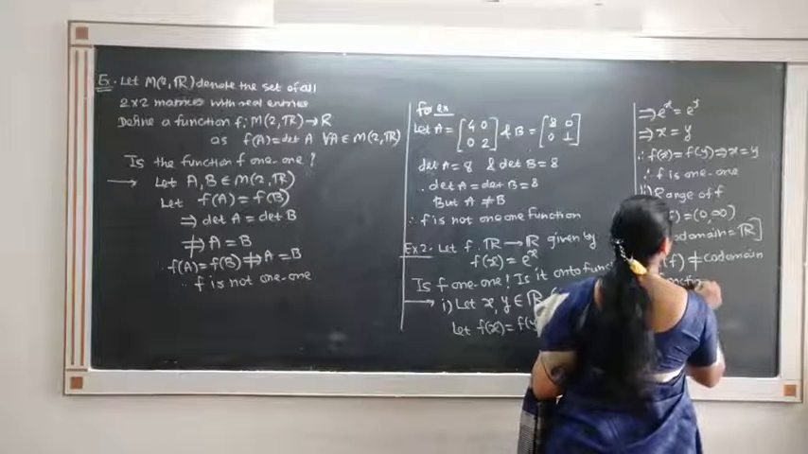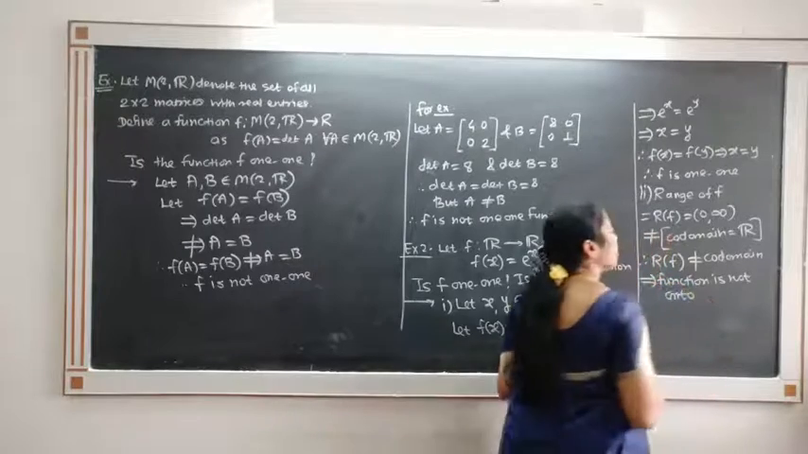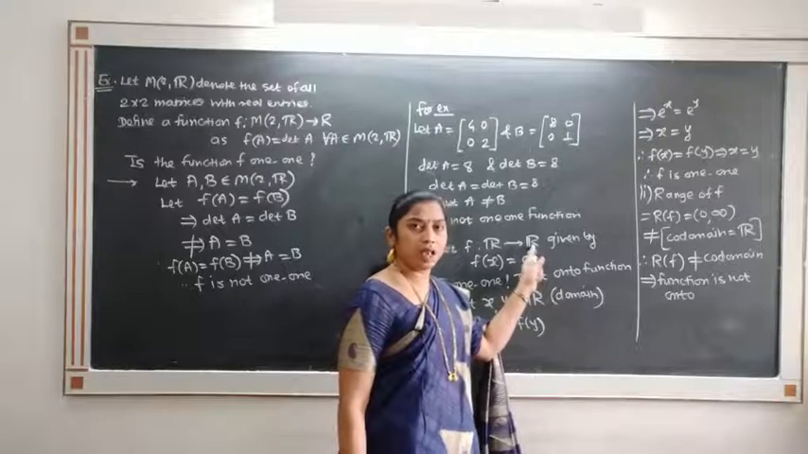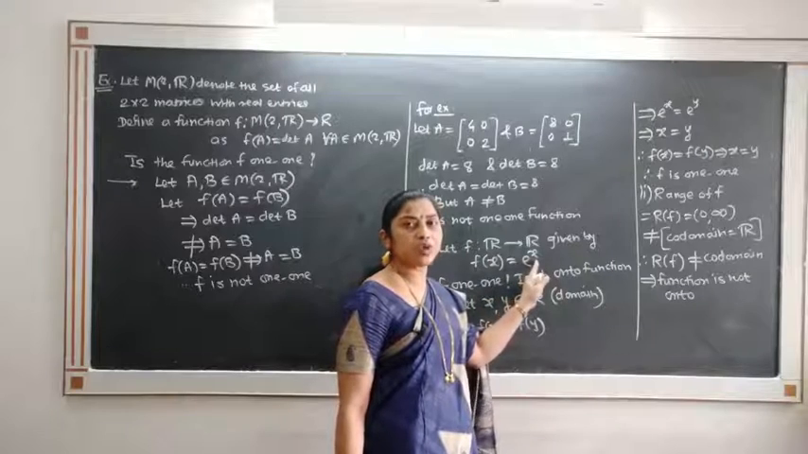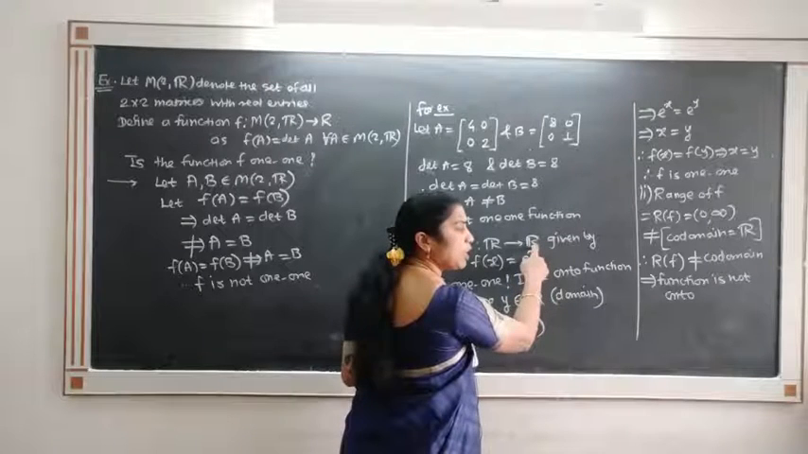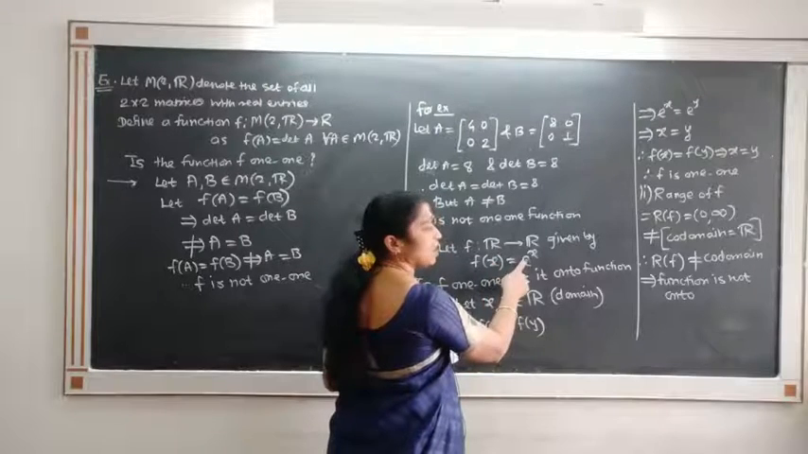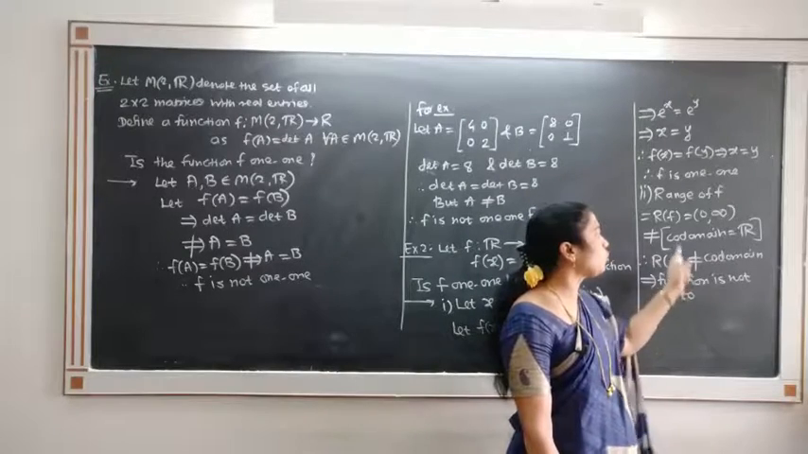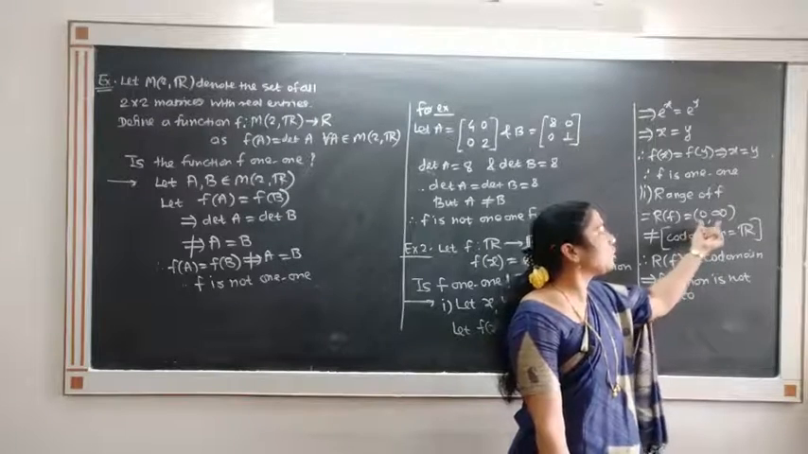For function to be onto, range must be equal to codomain. We know that, for example, if you take 0 element in codomain, there is no element such that we get 0 as the answer of e raised to x, that is e raised to x is equal to 0 is not possible. So for 0 belonging to codomain, there is no pre-image such that e raised to x is equal to 0. So obviously this function is not onto, because for onto range must be equal to codomain. Now here range is only 0 to infinity.